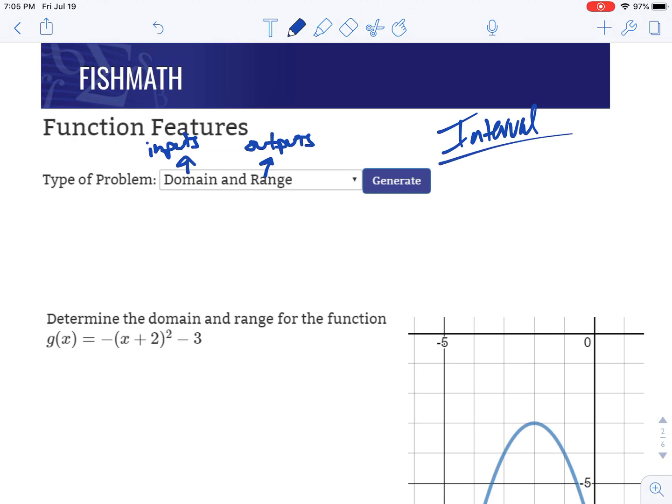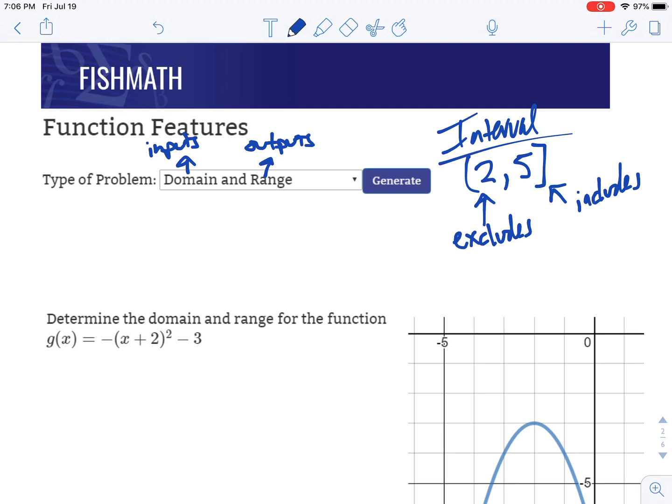So say I want to say all the numbers between 2 and 5, but not including 2. I could write it using interval notation like this, (2, 5], but I want to include 5 and exclude 2. So this little square bracket includes, and this open bracket or parenthesis excludes. So the 2 is not included.